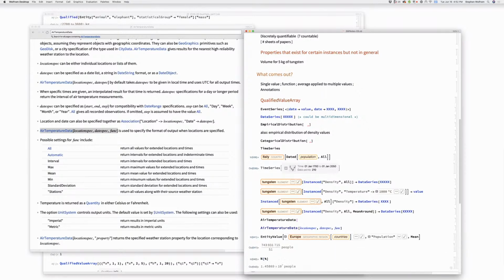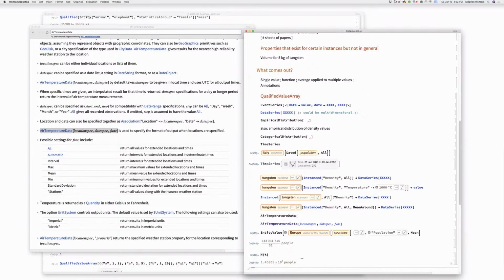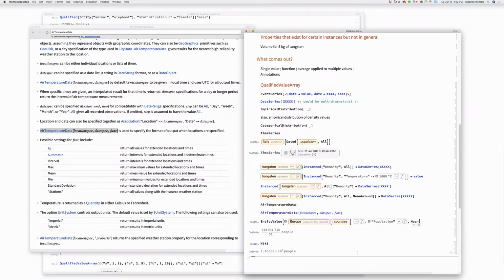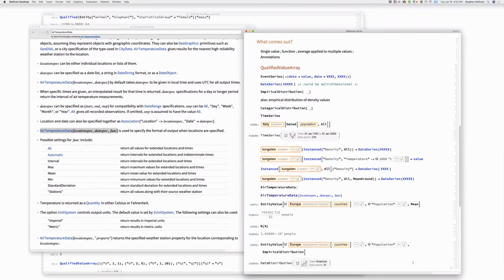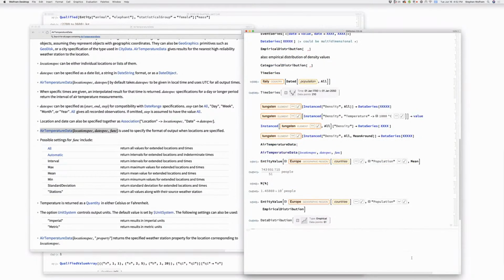Okay. So now if I were to say, for example, empirical distribution, that will probably not work. I would be surprised. Oh, it worked. Nice.